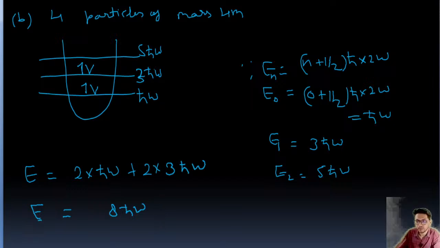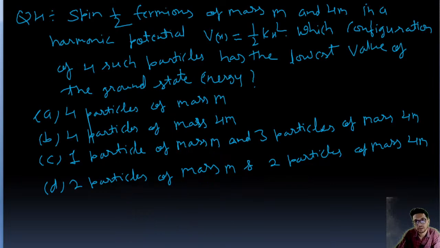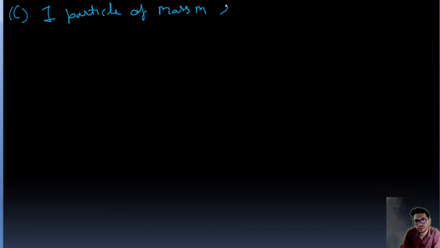Next is option C. We'll check the energy level. Option C is one particle of mass m and three particles of mass 4m.